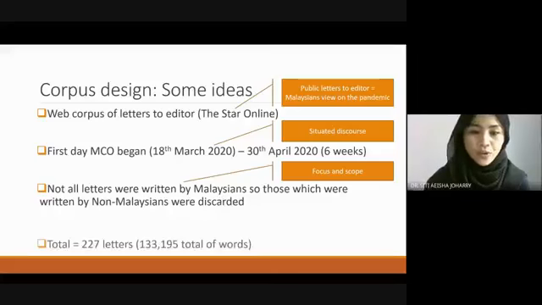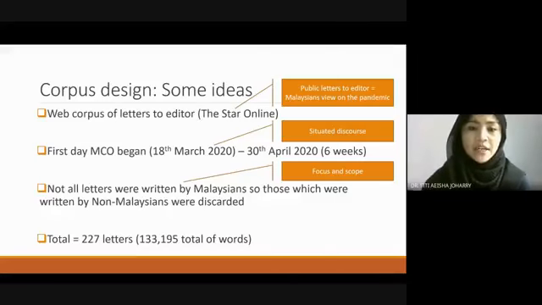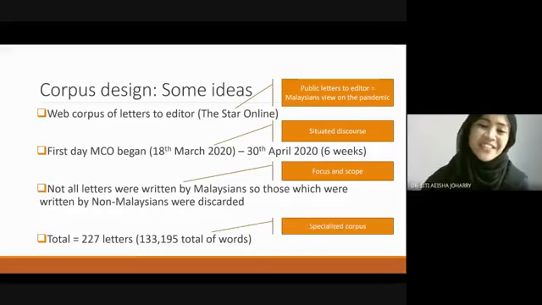Once we have that, we were happy with the total letters that we have, which were 227 letters. These 227 letters would eventually amount to 130-something thousand words, which the corpus tool will automatically count for you. In terms of design, what Dr. Mazura used to call the personalized corpus is, in other words, the same type, which is called a specialized corpus.